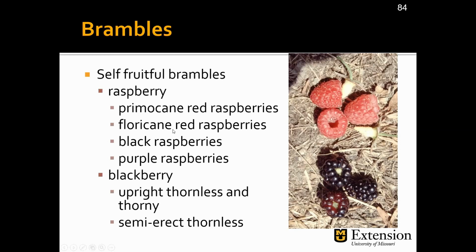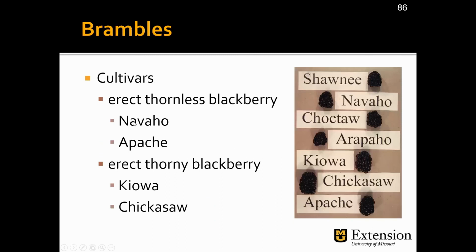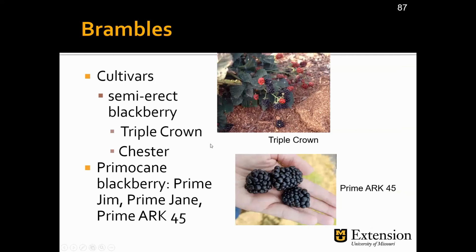Floricane raspberries, most of them are floricane. Those are the ones that, after they survive the first winter, start putting out fruit in the second year. They don't put out fruit in the first year. Black raspberries, purple raspberries, and you have the blackberries. You have two main groups of varieties of blackberries. These are the cultivars. You can look at them when you have time in your handouts. These are the cultivars for blackberries. You can look at them in your handout. More cultivars. It's just important for you to have this information.